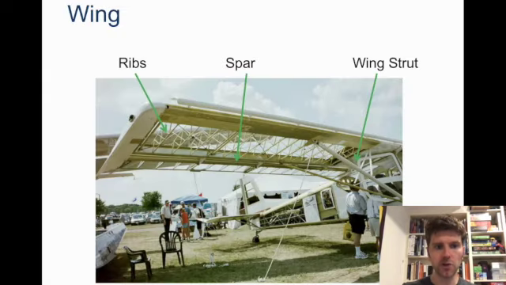Similarly, wings are often hollow. Here they're built with what's in this plane. You can see a rib and spar construction, which means you'll get these little ribs that will hold the shape of the wing, and then they're connected together. So here's a rib, and they're connected together. Multiple ribs are connected with these spars that run all the way down the wing. This one has a little wing strut for support to keep the wings from flexing too much.